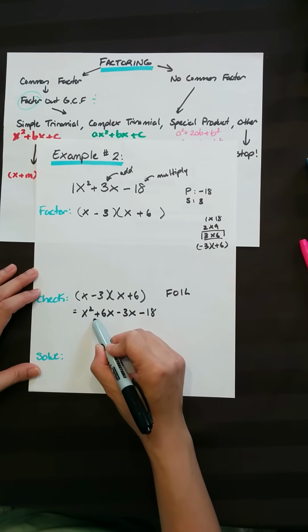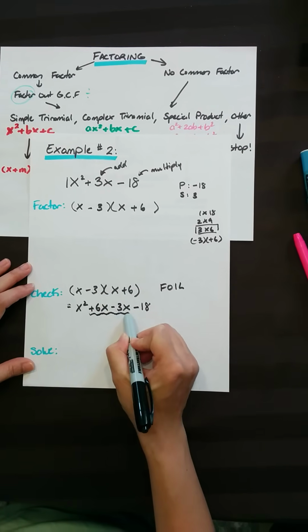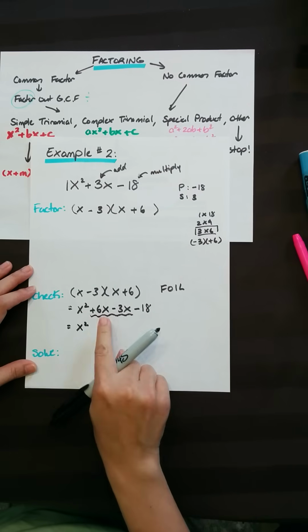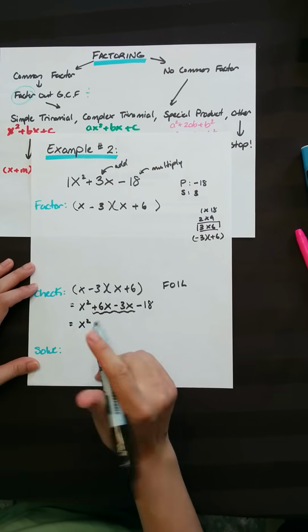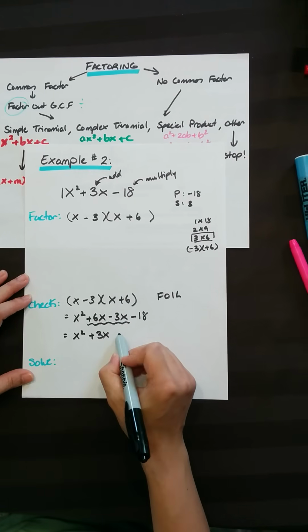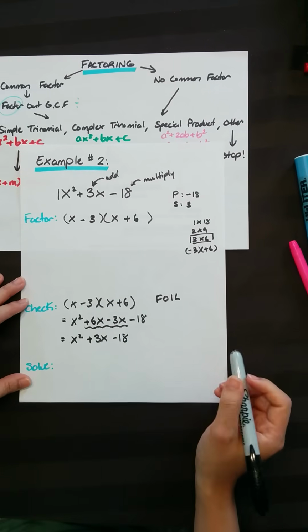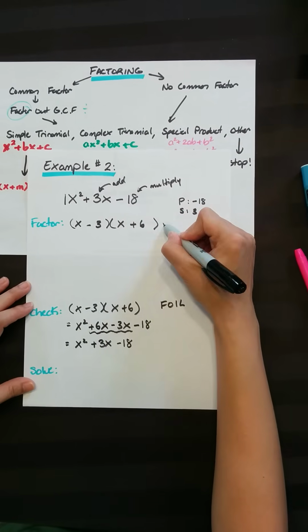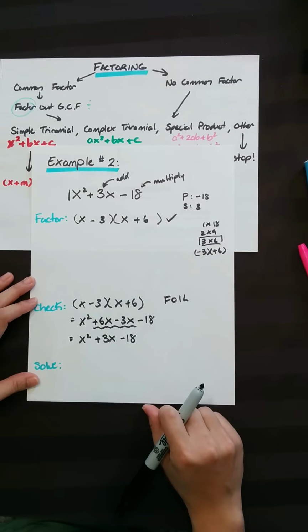Okay, and we're just going to simplify now. So collecting like terms, these are the only 2 that we can put together. Get your x squared by itself. Those 2, when you add them, make positive 3x. And then you just put the last one at the bottom. All right, and this looks a lot like that one. So we know that our factor is correct.